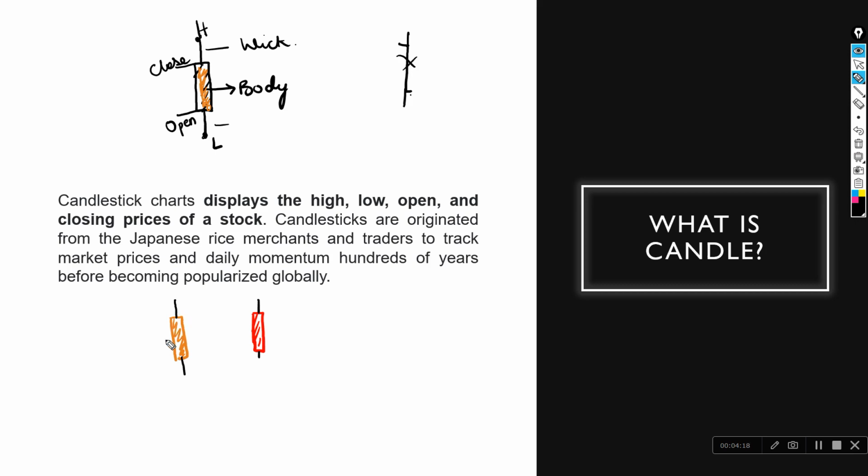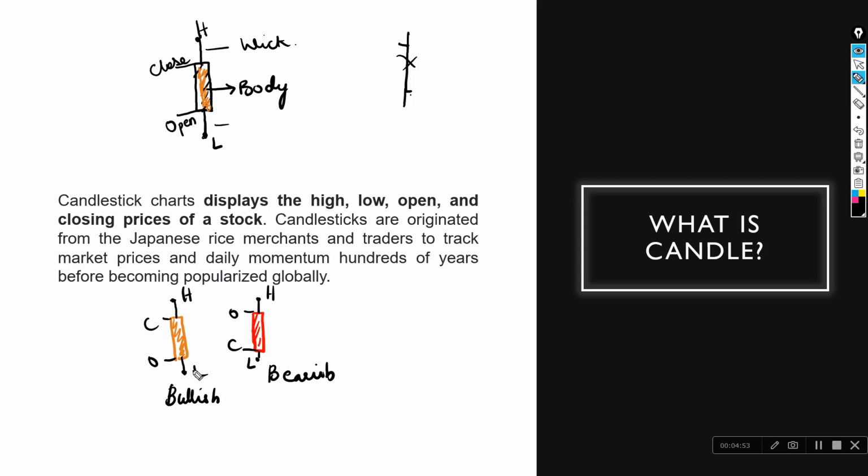Now this is the bullish candle and this is the bearish candle. In a bullish candle, as I said, this will be open, this will be close, this will be high, and this will be low. In a bearish candle, this will be open, this will be close, this will be low, and this will be the high.